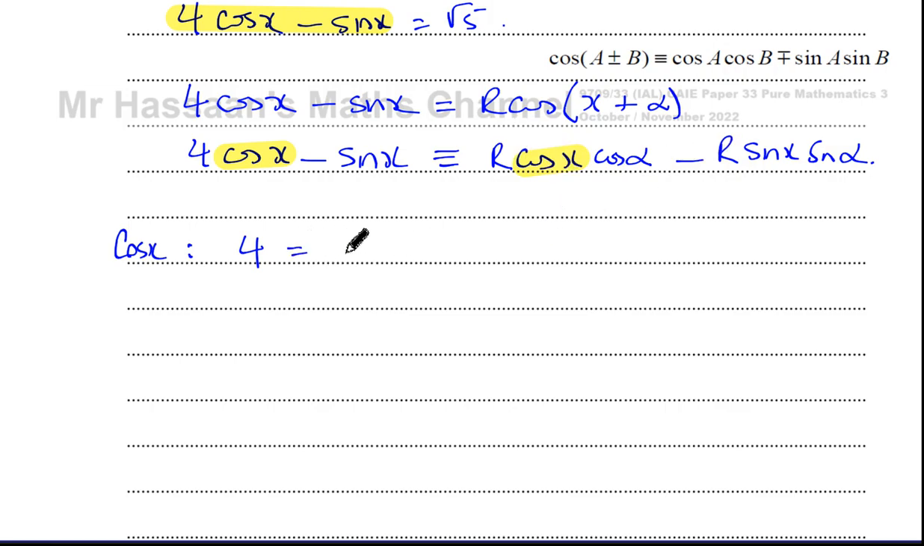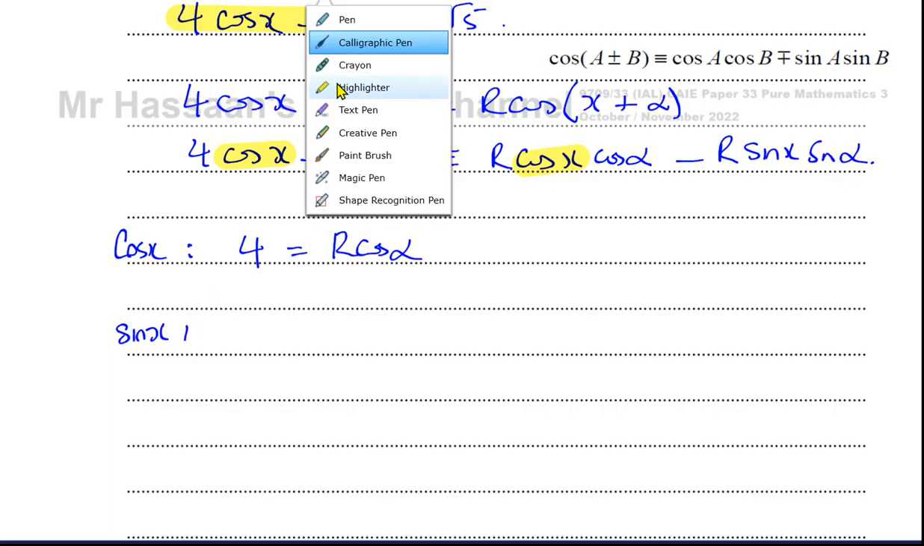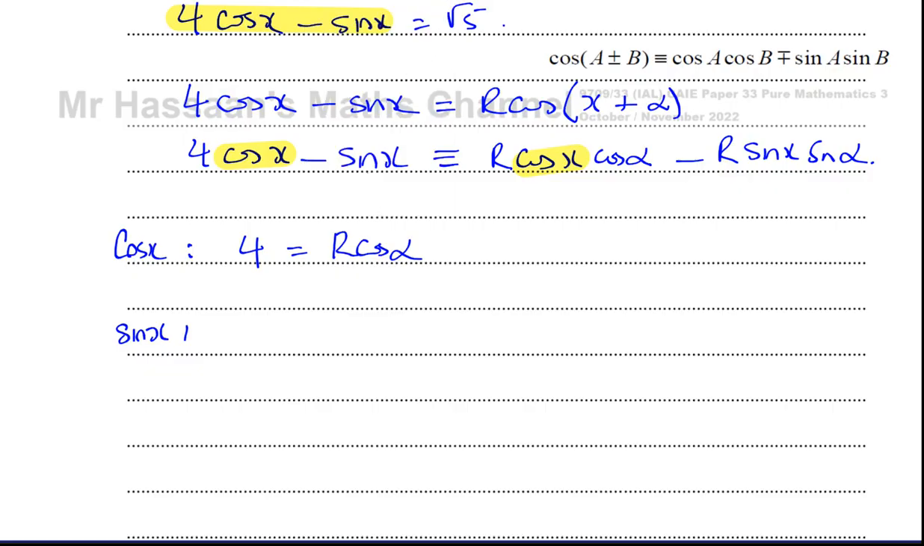So that means 4 must be the same value as r cosine alpha. All right, and I can do the same with sine x. If I look at the coefficients of sine x on both sides, here I've got sine x, here I've got sine x. The coefficient of sine x on this side is 1, it's like 1 sine x. There's a minus here and then a minus here, so I don't have to worry about the minus sign.